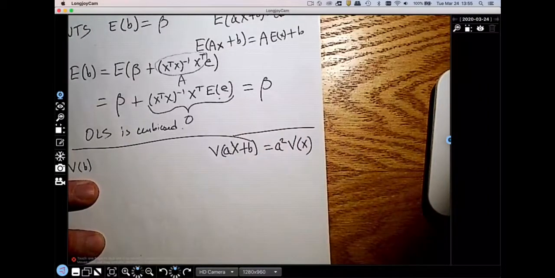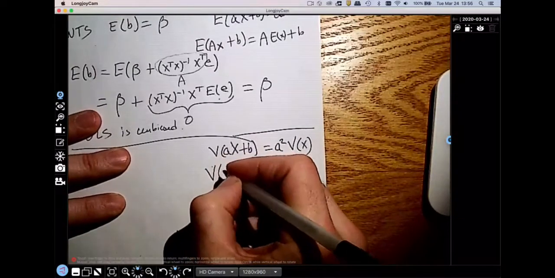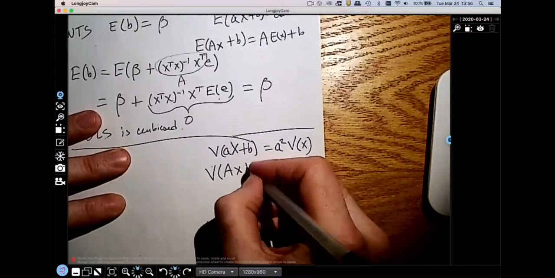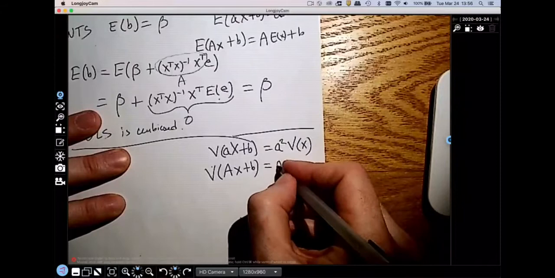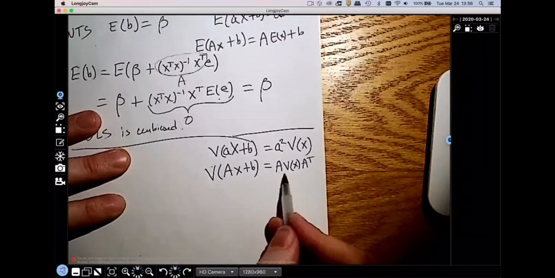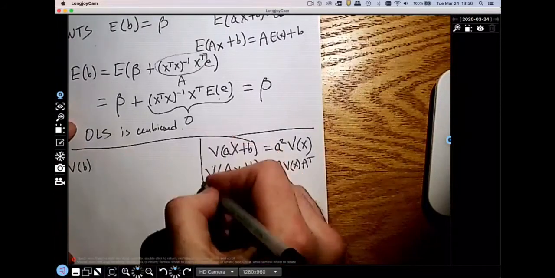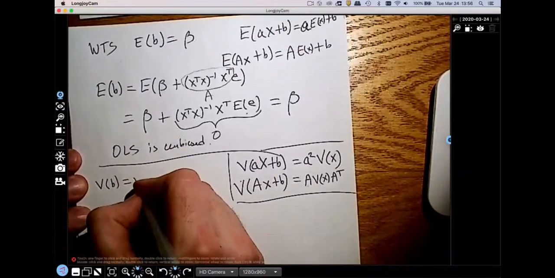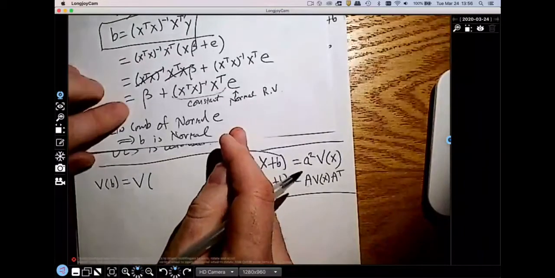All right, well, it turns out there's a very similar version for matrices. So what is the variance of A times some random vector X plus B? The result is, this is just A times the variance of X, A transpose. So you pre and post multiply, so it's like you've got 2 copies of A, just like you had 2 copies of A back there. All right, well, let's go try this. So what's the variance of B? This is just going to be the variance of this big messy formula that we had back here.